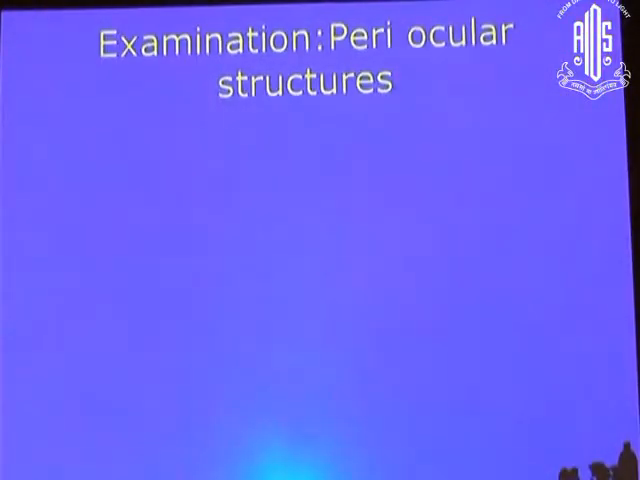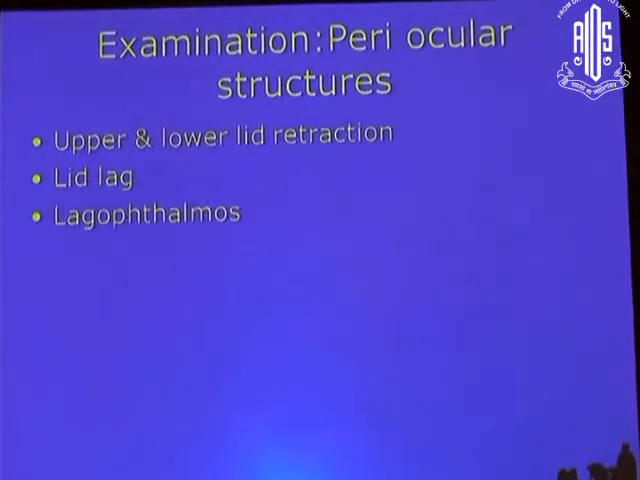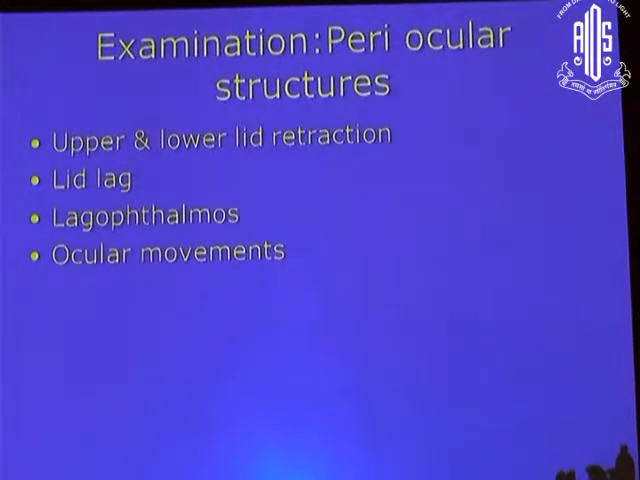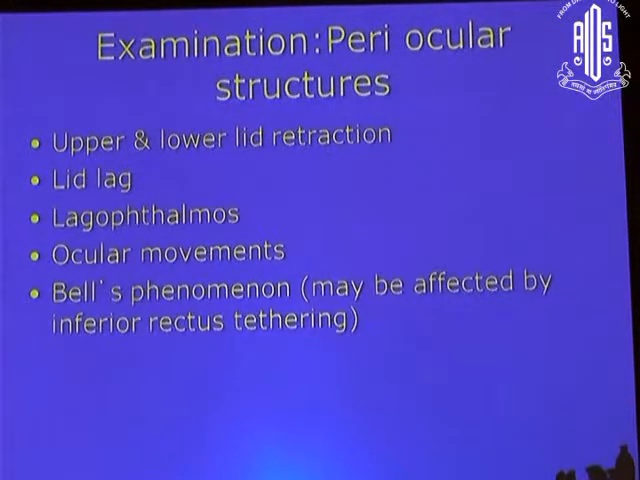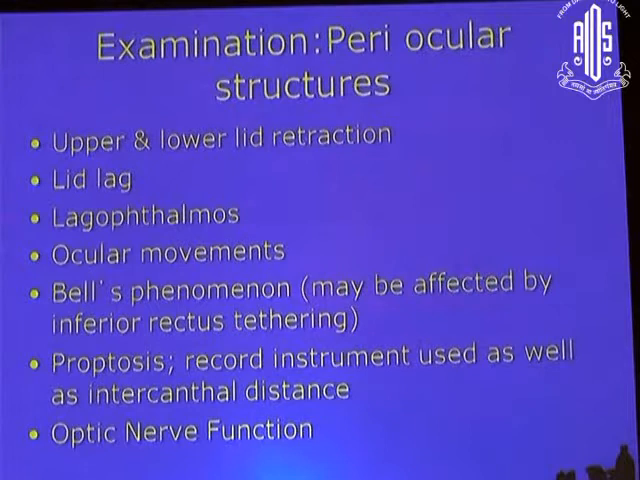So what do you do when you see a patient with thyroid eye disease? You want to assess the lids, you want to assess any lag, you want to assess the lag of ophthalmos, you want to check the ocular movements, you want to see whether there's any Bell's phenomenon or not, and you want to see whether there's proptosis. Again, the instruments are not wonderful for recording proptosis, photographs may be more useful, and you want to check the optic nerve function by doing the usual tests which include visual fields.